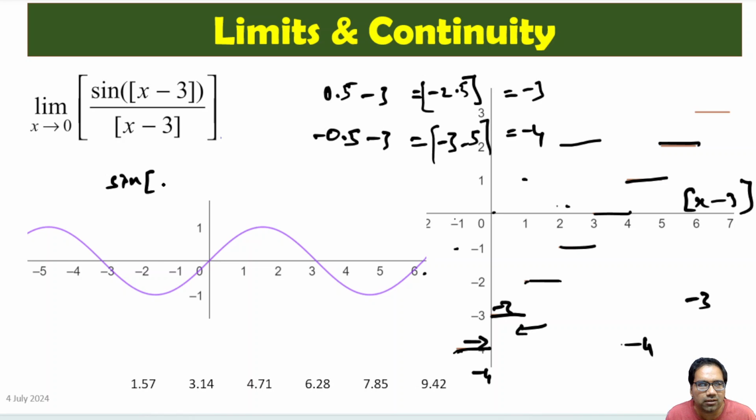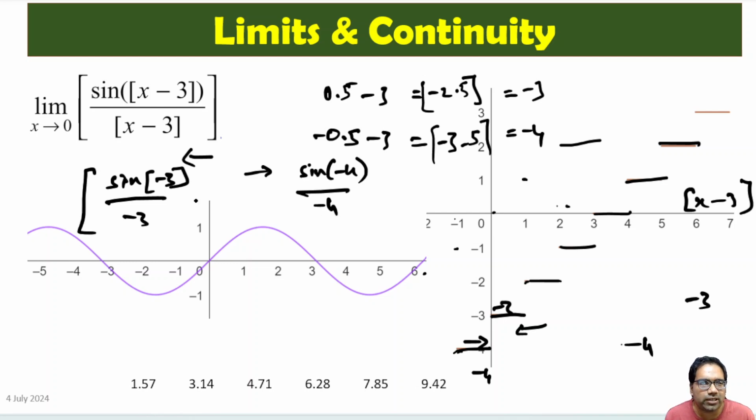So we have two functions here. From the right hand side, sine of minus 3 by minus 3. From the left hand side, sine of minus 4 by minus 4. Now, again, both of these have the greatest integer function. Sorry, this is the greatest integer function of sine of minus 3, because the greatest integer function of x minus 3, when x is tending from the right hand side, is minus 3. Sine of minus 3 by minus 3 is minus sine 3 by minus 3.